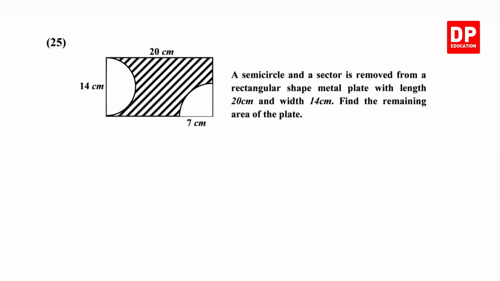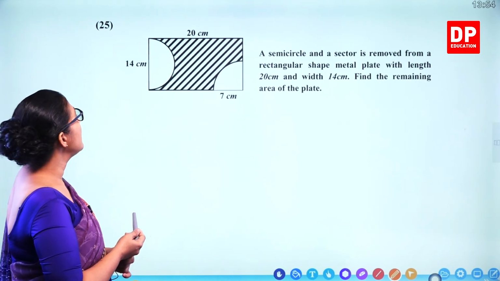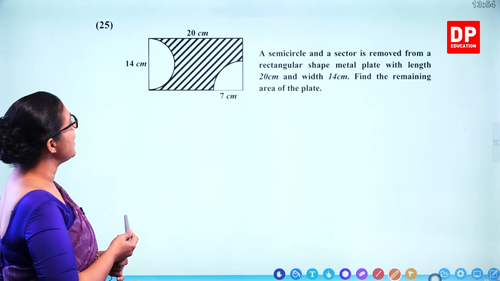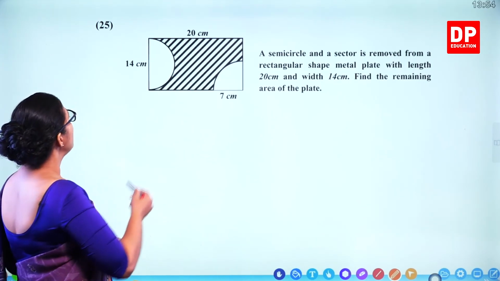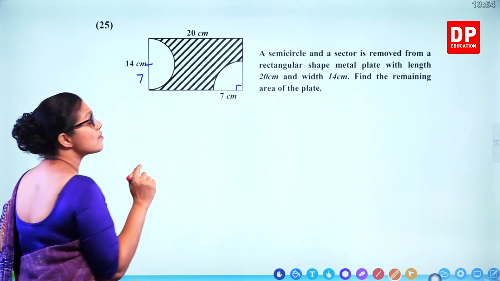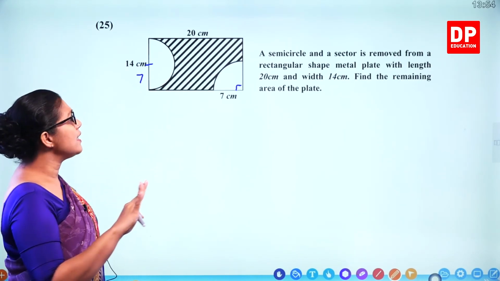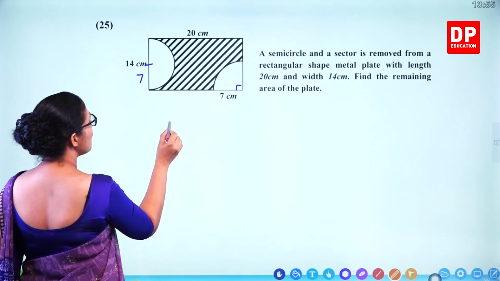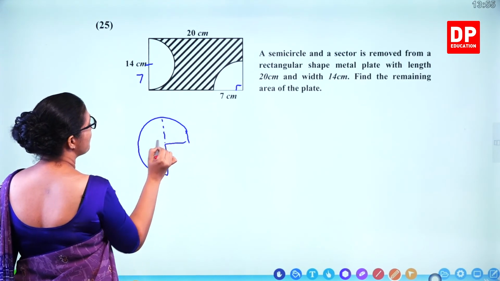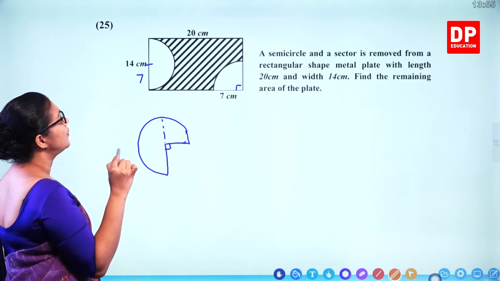Question number 25. A semicircle and a sector are removed from a rectangular shaped metal plate with length 20 centimeters and width 14 centimeters. Find the remaining area of the plate. So how do you find it? This is 14, so the radius is 7. This is also radius 7, this is a quarter of a circle and this is a semicircle. So the semicircle and the quarter all together make 3/4 of a circle.